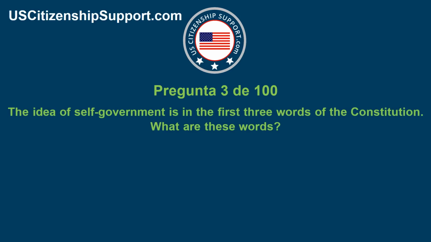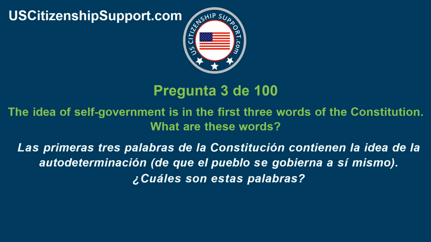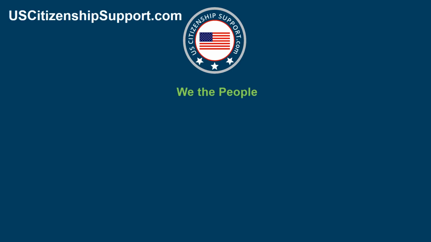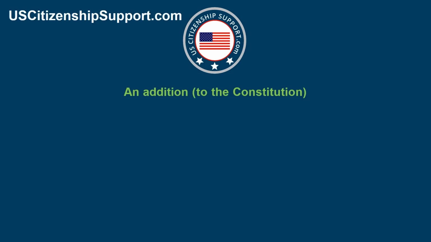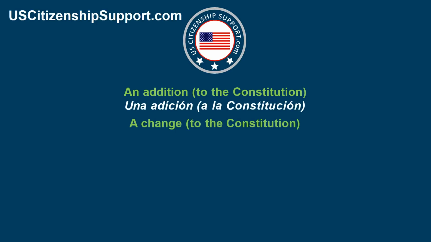The idea of self-government is in the first three words of the Constitution. What are these words? We, the people. What is an amendment? An addition to the Constitution. A change to the Constitution.